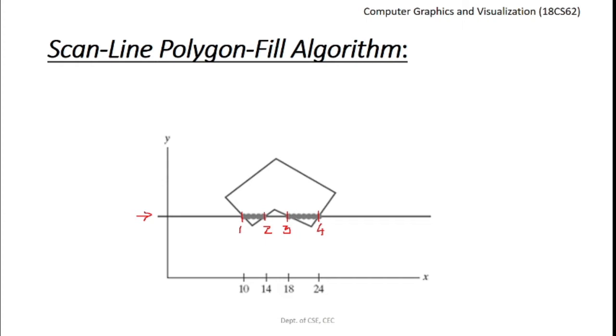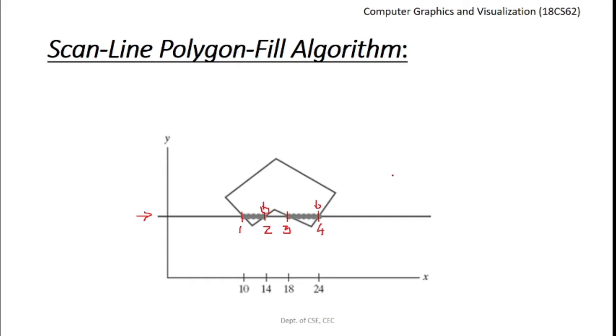Remember, what we can observe here is that whenever there is an odd numbered intersection, 1 and 3, these are the odd numbered intersections, whenever we come across an odd numbered intersection of a scanline with the polygon boundaries, we start filling the polygon, or we start filling the scanline with the given color. And whenever there is an even numbered intersection, for 2 and 4, these are the even numbered intersections, we stop filling the scanline with the given color.